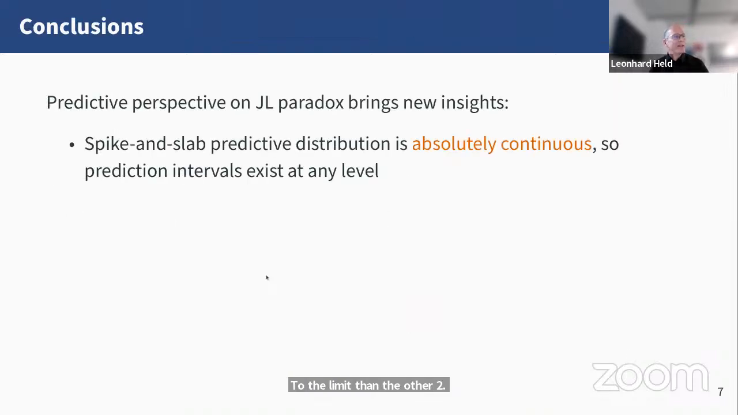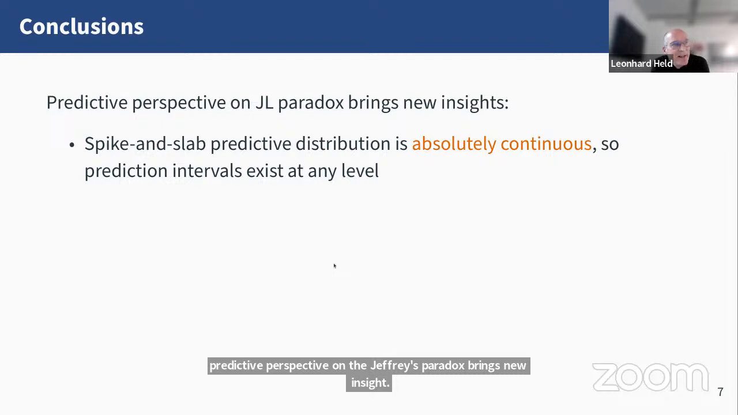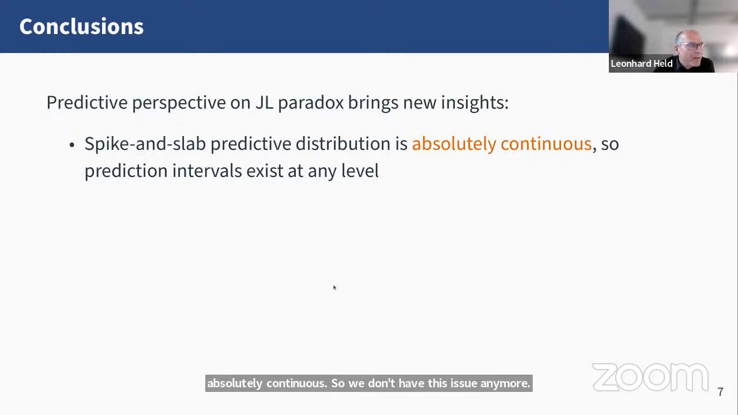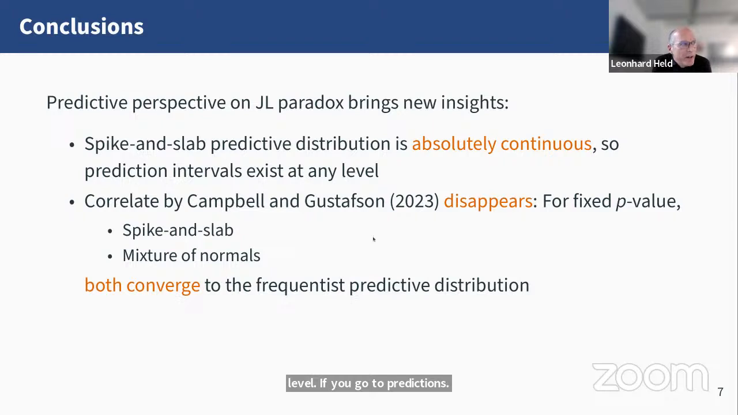Right, and that's basically our comment. To summarize, we think this predictive perspective on the Jeffreys-Lindley paradox brings new insight. The spike and slab predictive distribution is absolutely continuous. So we don't have this issue anymore about credible intervals which do not exist at a certain level. If you go to predictions, they do exist at any level you like. And also the other result in the paper disappears.